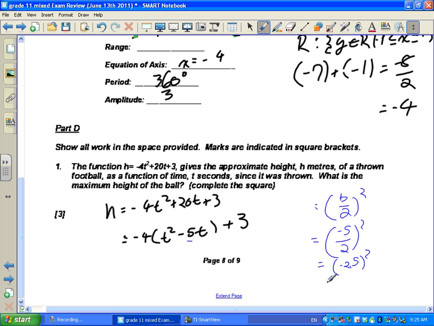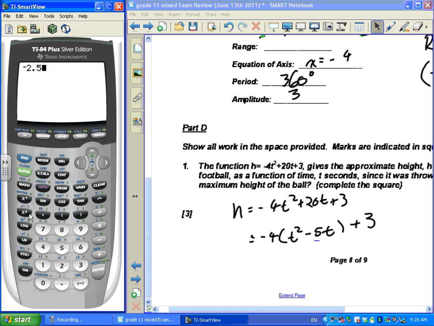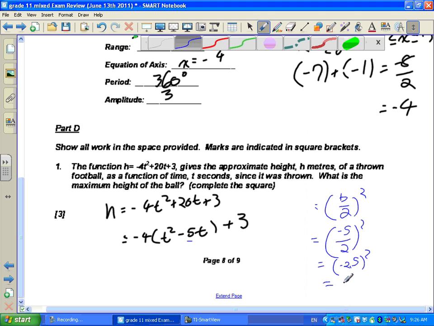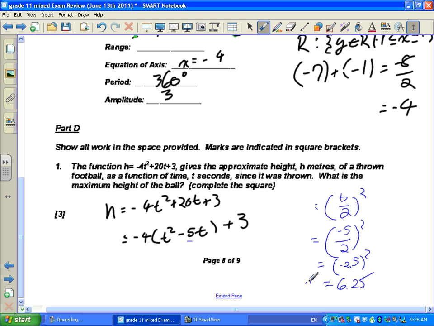And negative 2.5 squared, that squared, wrong. Should be positive 6.25. So we're going to add and subtract that number inside of these brackets. So we have equals negative 4 t squared minus 5t plus 6.25 minus 6.25 plus 3.